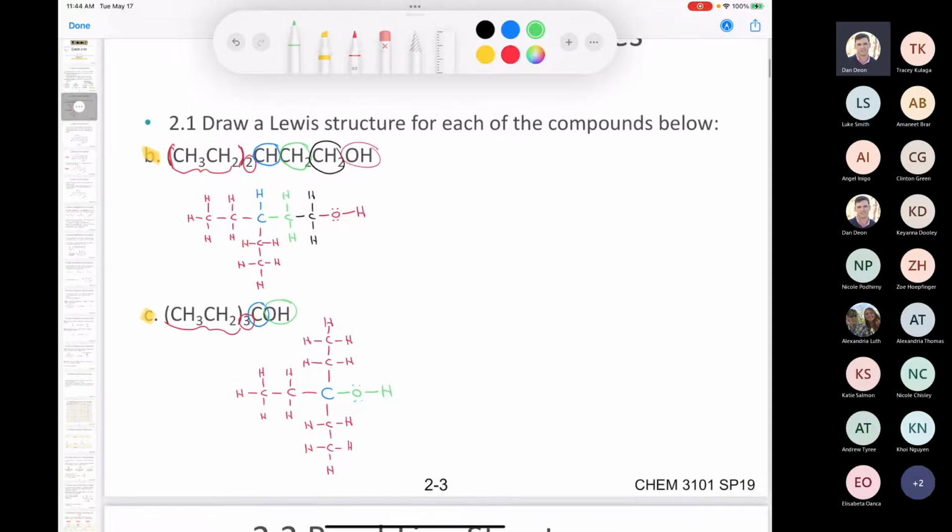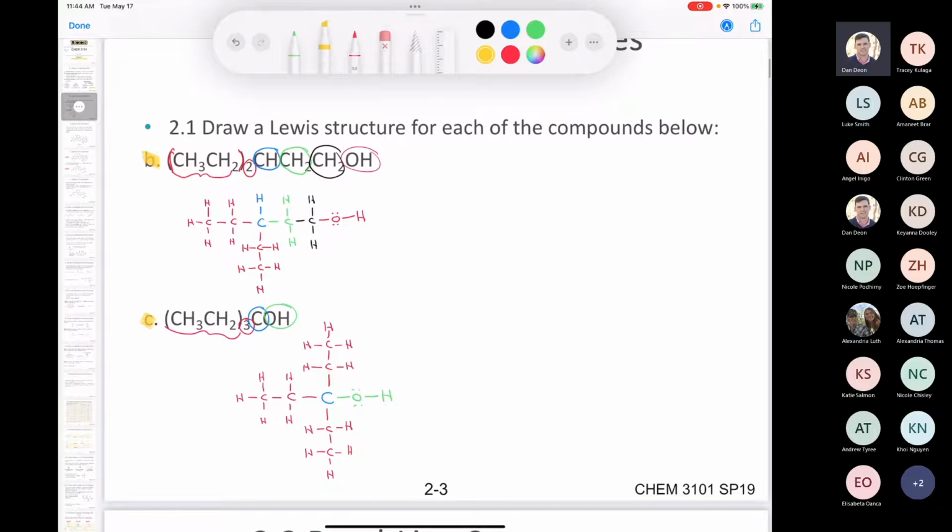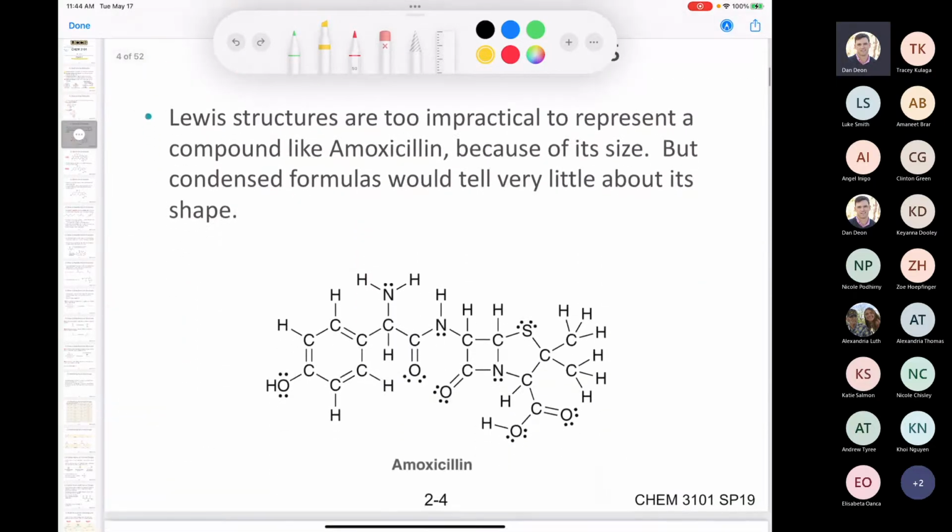Okay, so yeah, this is wonderful going from a condensed structure to a Lewis structure. But again, you can see how if you had to draw gigantic Lewis structures for molecules, it would get very cumbersome very quick. In fact, check this out. Here's a molecule I bet you that most people are familiar with. This is the Lewis structure of amoxicillin.